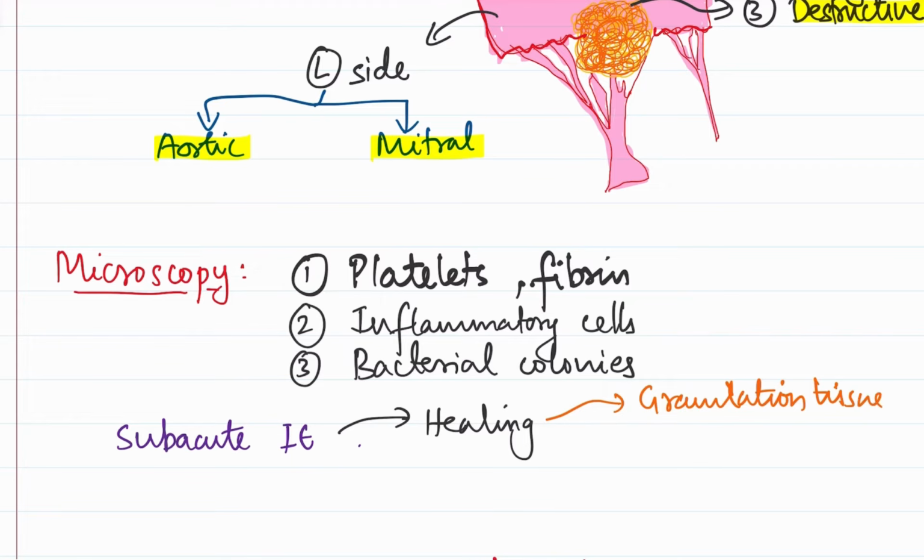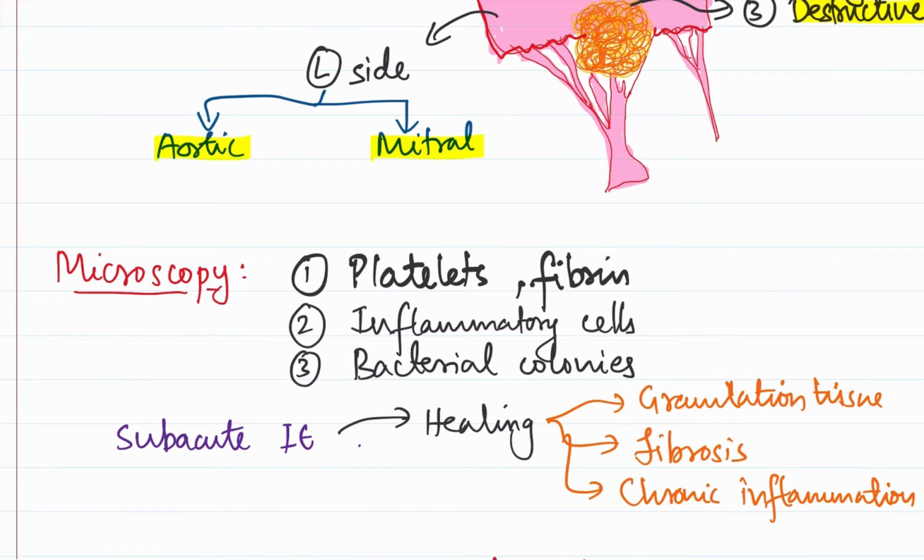Or there could be fibrosis, signs of fibrosis, fibroblasts and all may be seen. Chronic inflammatory cells may be seen, such as macrophages and monocytes. So these three will be seen in addition to the platelets, inflammatory cells and bacterial colonies. Now let's move to the clinical features.